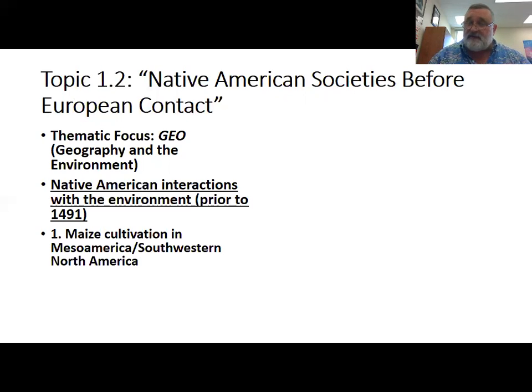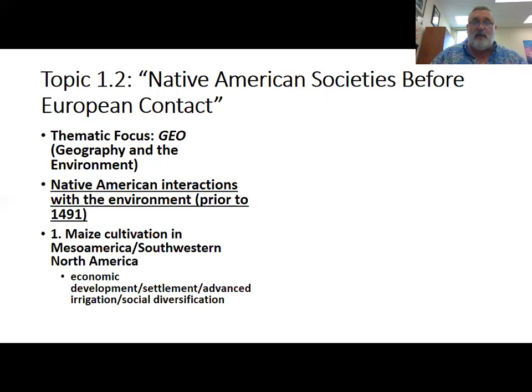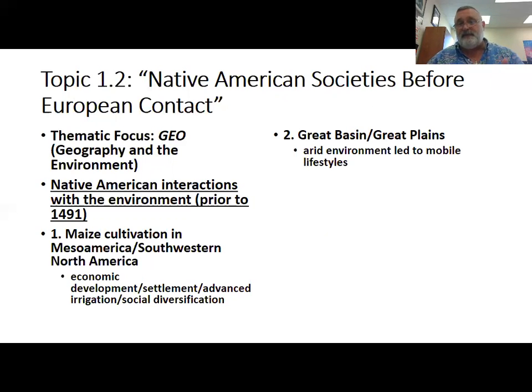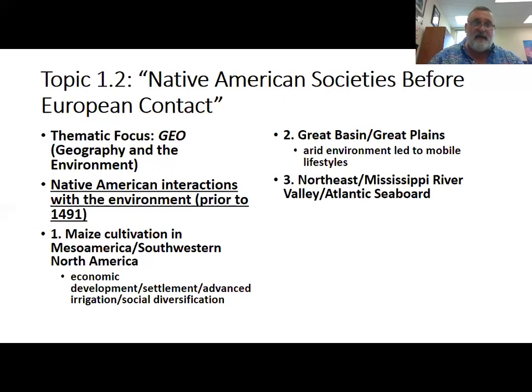So maize cultivation is important, knowing how that impacted settlement patterns, particularly in the southwestern part of the United States. Then you have the Great Plains and Great Basin areas. The dryness of this area impacted how they developed.